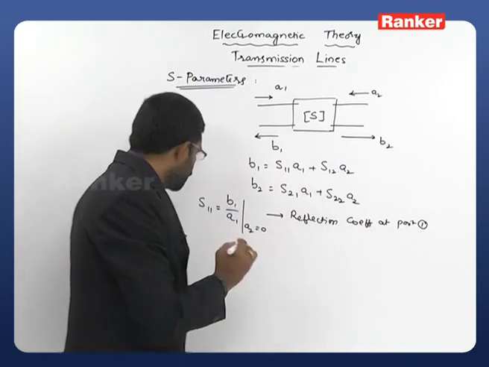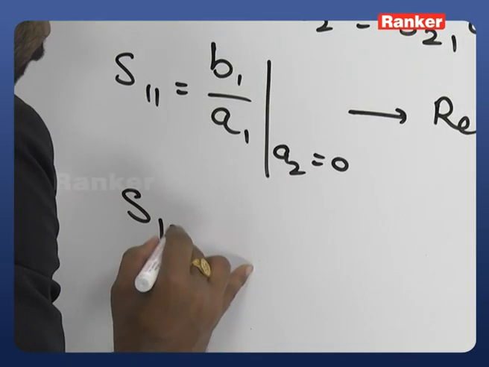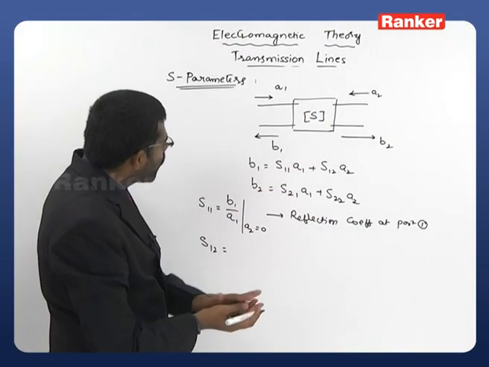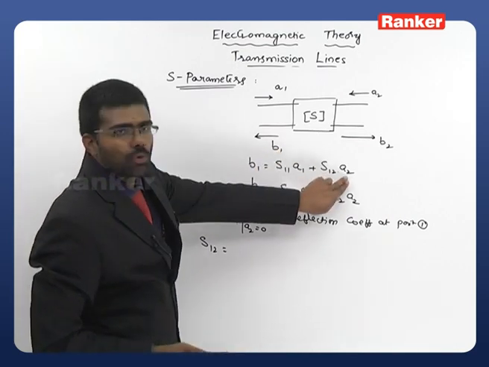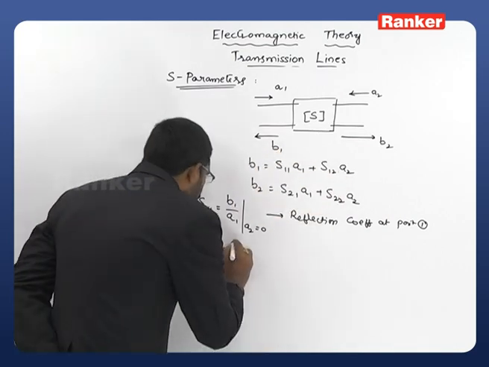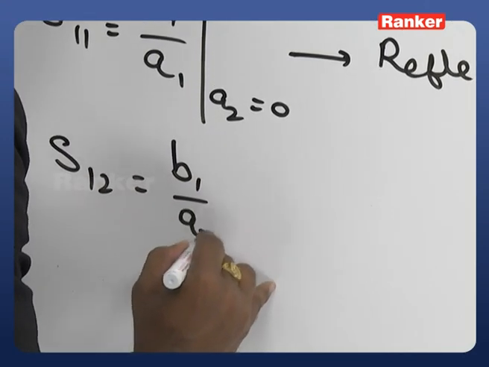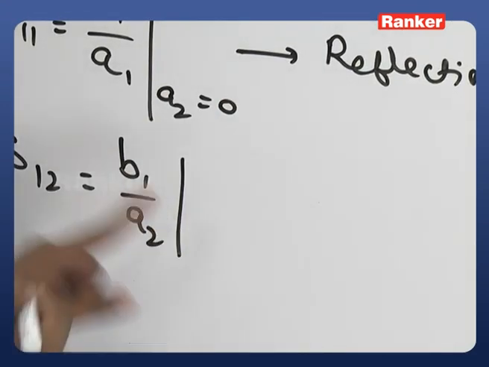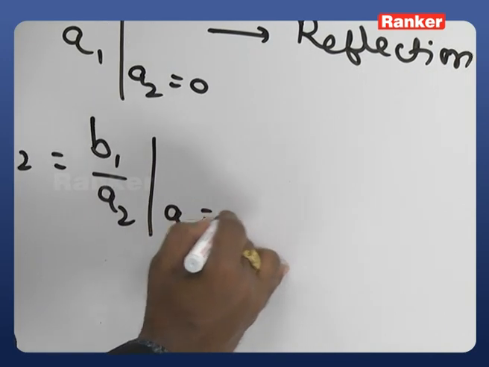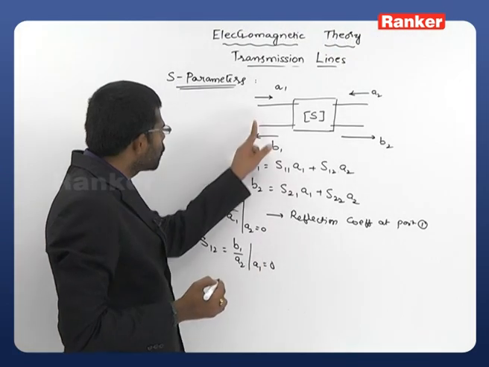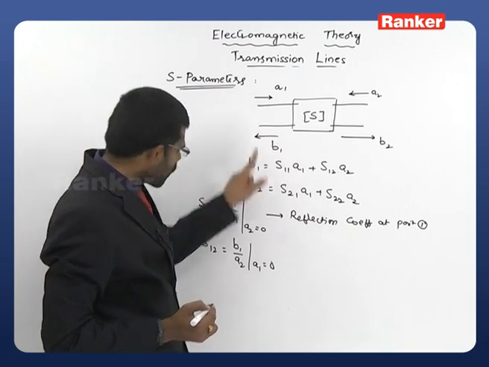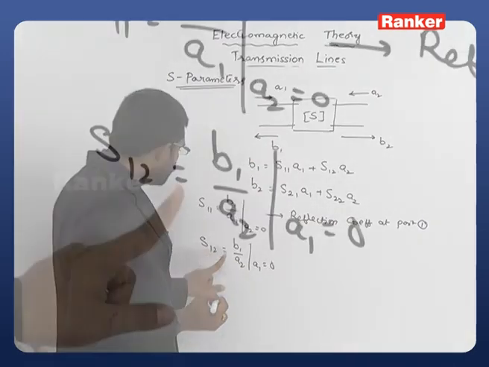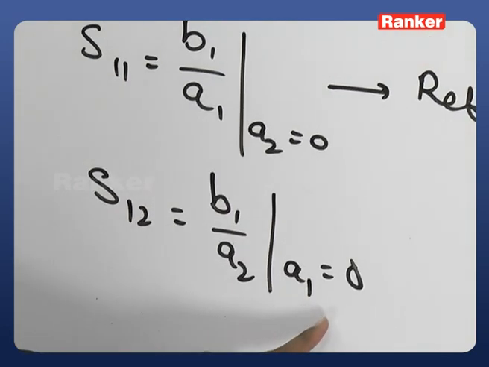Similarly, I want S12. Now consider S12. To obtain this S12, just you close this one, then you will get B1 by A2. So it is the ratio of B1 to the A2, B1 by A2, provided A1 is equals to 0, right? A1 is equals to 0 means you are not applying any input at the first port. Without any input at the first port, you are observing this particular quantity S12, that is B1 by A2 at A1 is equals to 0.